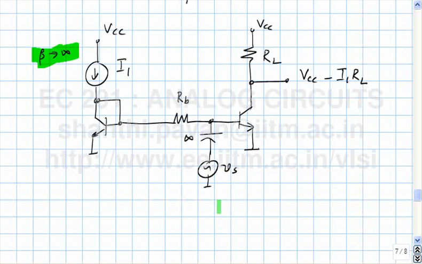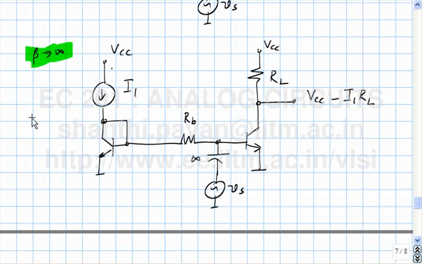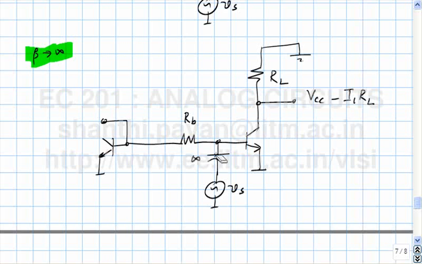What is small signal gain? Replace everything by the incremental equivalent. So what is the incremental equivalent circuit of this chap here? Open circuit. What is the equivalent of VCC? Short to ground, okay. What about the infinite capacitor? Short circuit. What about the bipolar transistor? You replace it with its incremental equivalent circuit, which is, beta is infinity. If beta is infinity, what happens? This becomes an open circuit.